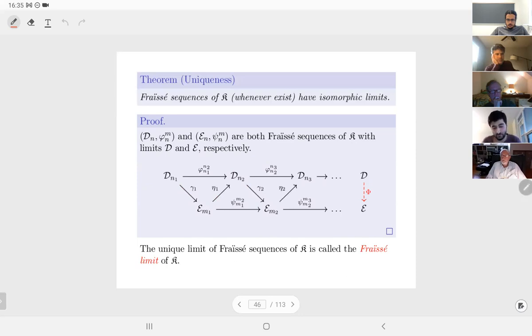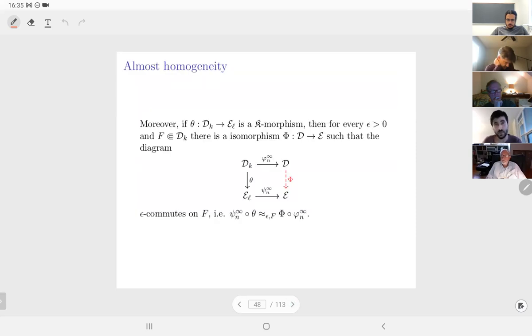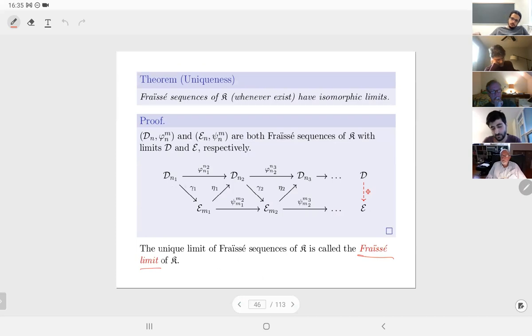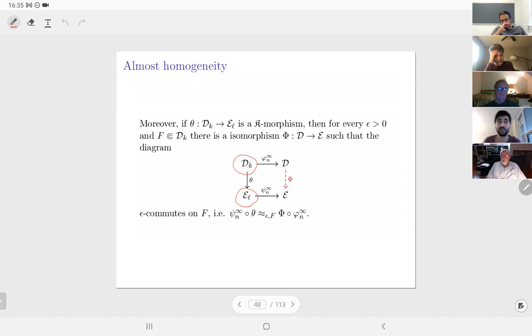The unique limit of all Fraïssé sequences is called the Fraïssé limit. And just note that if you gave me an isomorphism, so I have these D_i's and E_i's, and if I started here with an isomorphism, let's say theta, then I can do the same game and find a theta that extends the isomorphism up to any epsilon on a finite set. So this is basically the homogeneity of the Fraïssé limit. You could start from an isomorphism and just extend it.